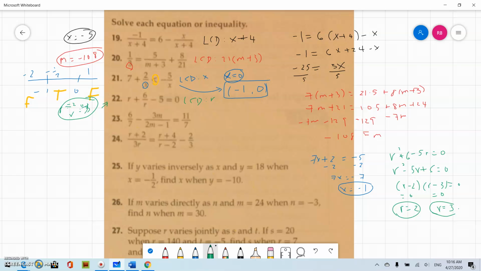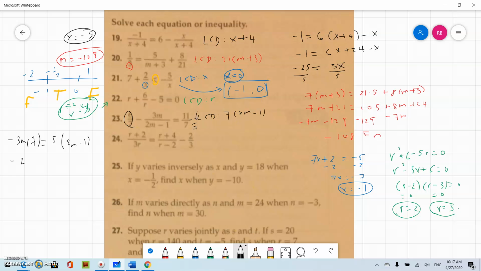All right, 23. The LCD is 7 times 2m minus 1. So I'm going to multiply that in everything. Actually, before I do that, I'm going to subtract 6 over 7 from both sides because that's the easiest. So then the right side becomes 5 over 7, right? So it's one less step. So negative 3m times 7, right? And then 5, because 11 minus 6 was 5, times 2m minus 1.